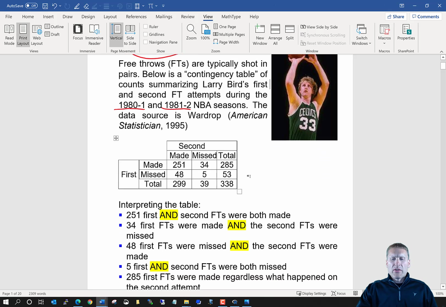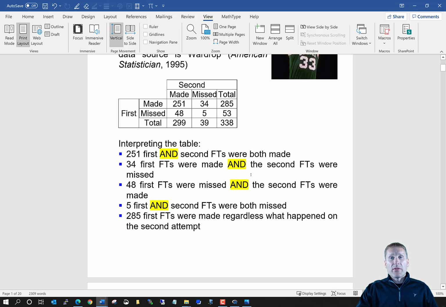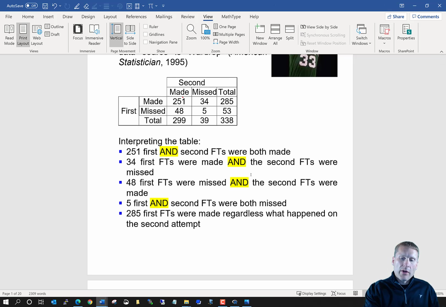And so what we have here is what's called a contingency table that's summarizing the results of the first free throw attempt and the second free throw attempt jointly. So for example, 251 times Larry Bird made the first free throw and also made the second free throw. 34 times though, he made the first but missed the second. And if you were to add 251 to 34, you get 285. So 285 times he made that first free throw, where we don't care about what happened on the second free throw attempt. Notice 5 times Larry Bird actually missed both free throws.